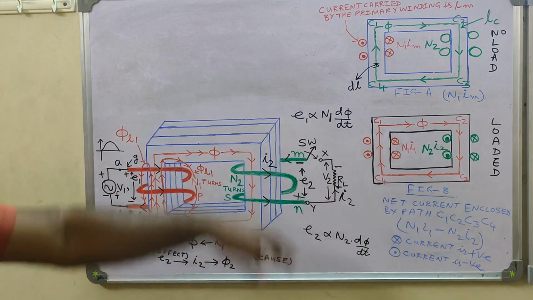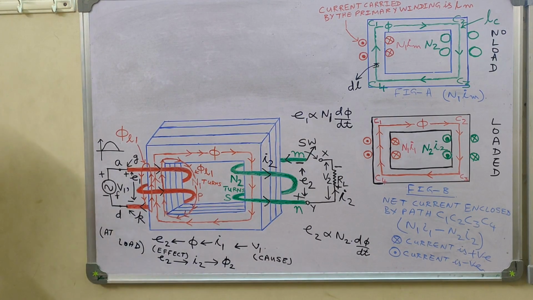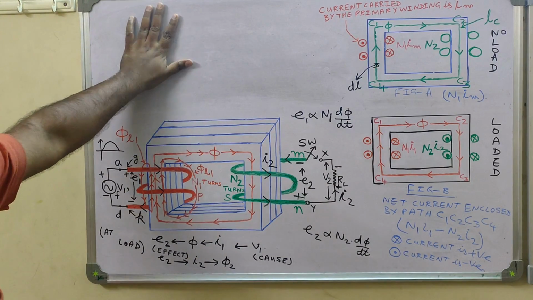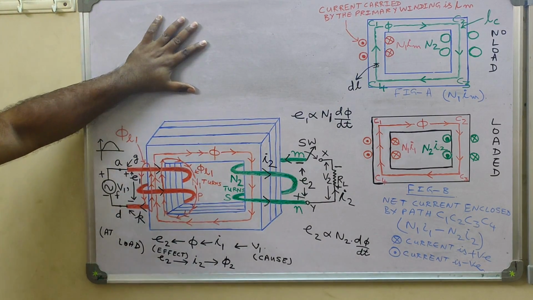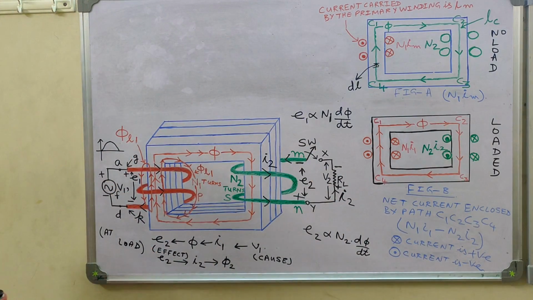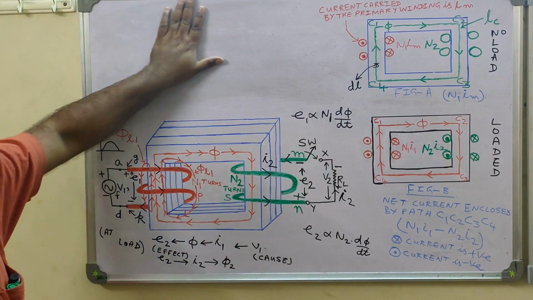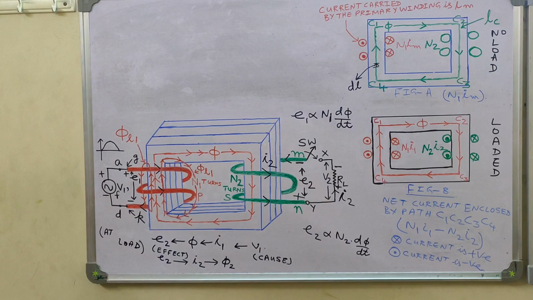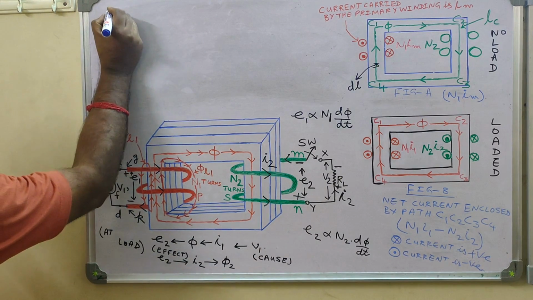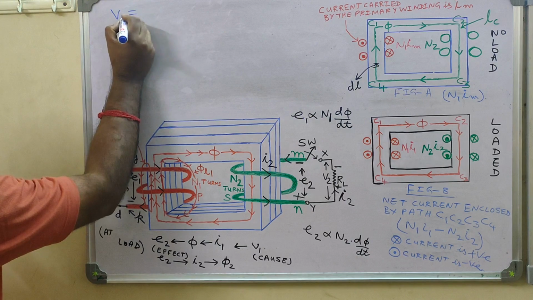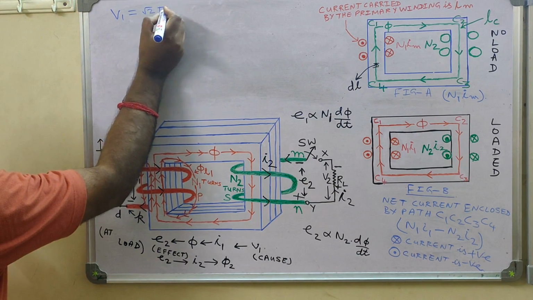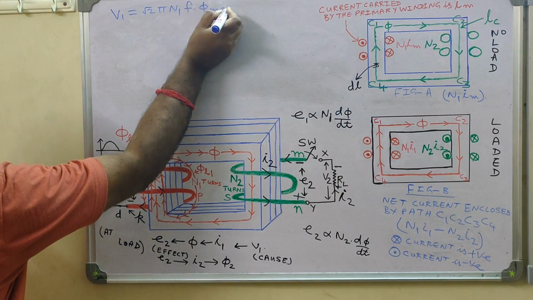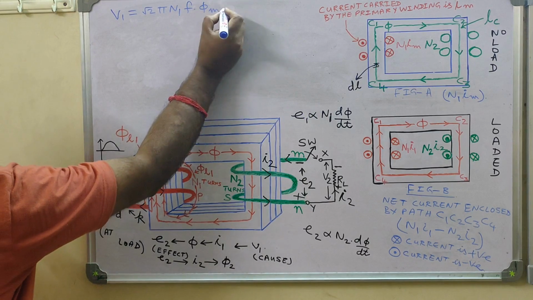Now, once we have written this, what can we surmise? What can we conclude? We have just now said that the flux in the transformer magnetic circuit will be a constant because it depends upon the RMS value of the applied voltage as well as the frequency of the applied voltage. If you remember, I am writing it once more. It was derived: V1 equals root 2 pi N1 into F into phi max. This is what we derived just now.